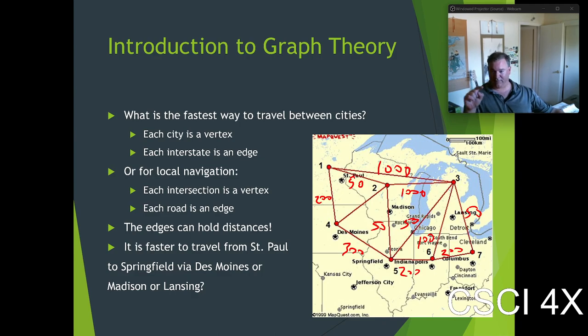1, 2, 5, 3, 7, let's see here. 2 to 3. Now 1 to 2 to 5 to 3 to 7. That's correct. That is correct. Okay. Let's see if I can get this to work. Let's make one more change here. How about now?